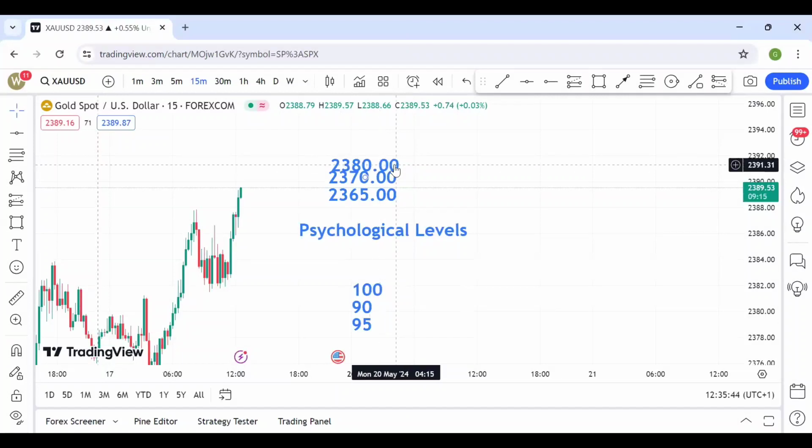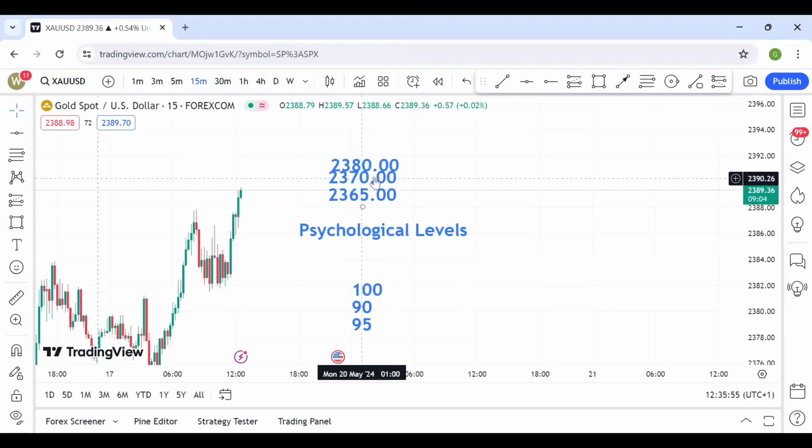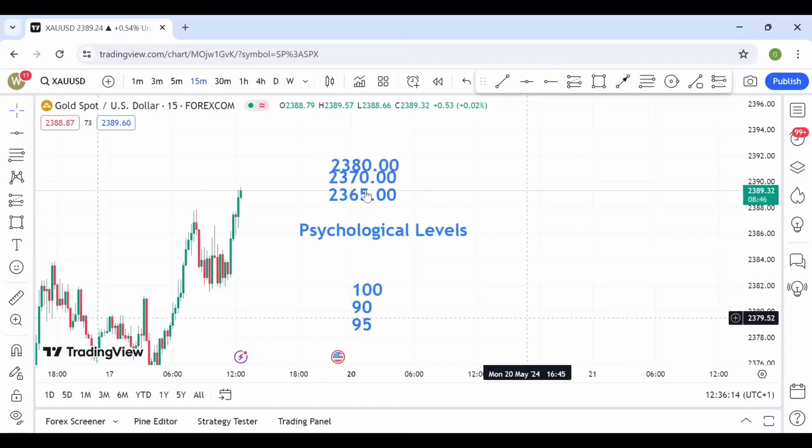That's why I said we traders often use these numbers as an entry, which is 2370.00, as an exit, which you can call take profit or stop loss, as stop levels, and as exit points. Now let's look at how to plot these psychological levels on gold.